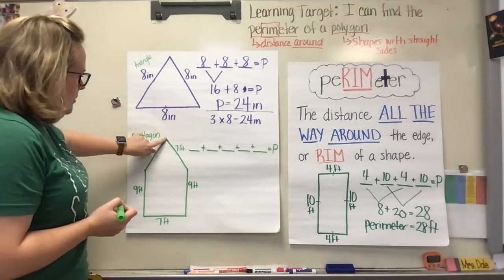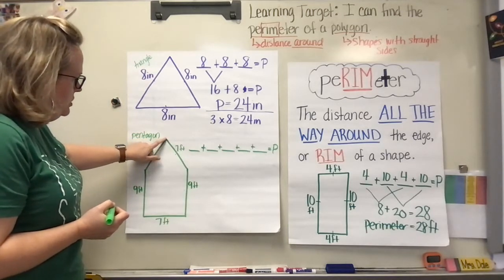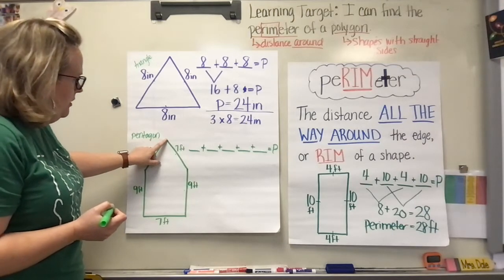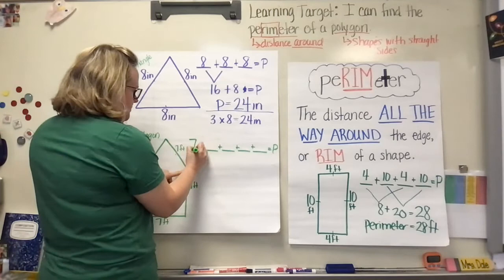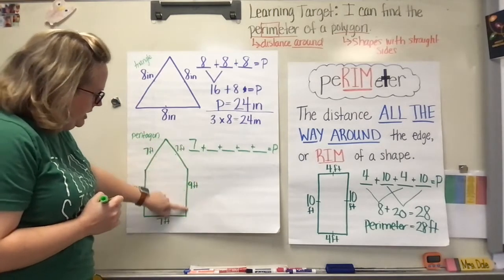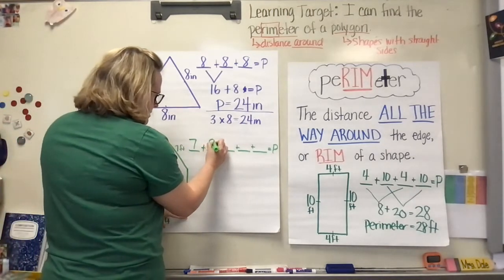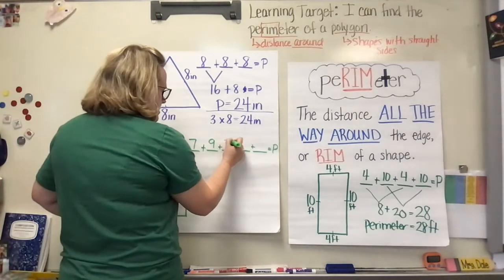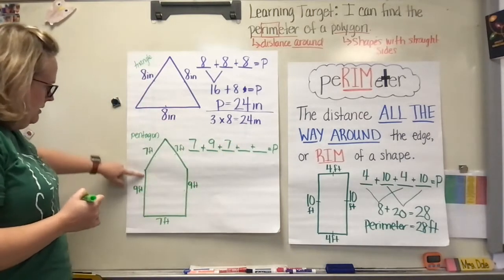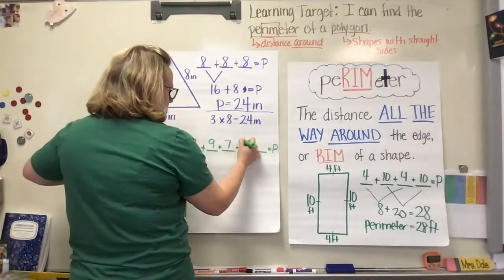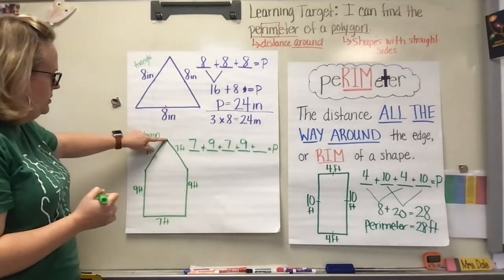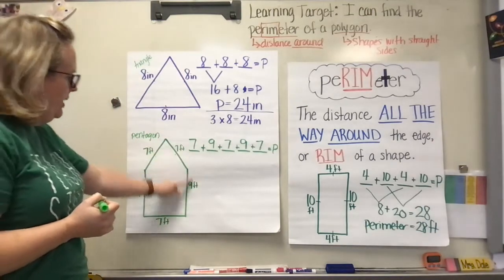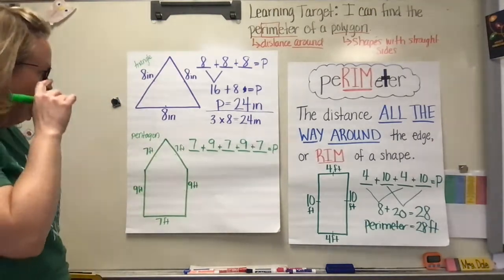Okay, I'm going to put my finger on one spot, and I'm going to start traveling around the perimeter, the edge, the rim. From here to here is 7 feet. From here to here is 9 feet. From here to here is 7 feet. From here to here is 9 feet. And from here back to where I started is 7 feet. So I know I went all the way around with my finger along the rim or the edge.